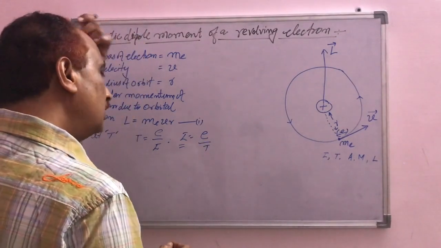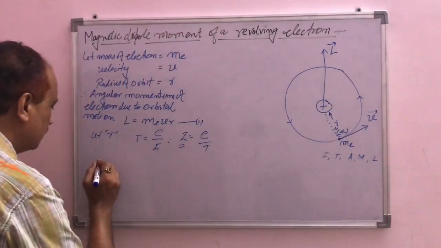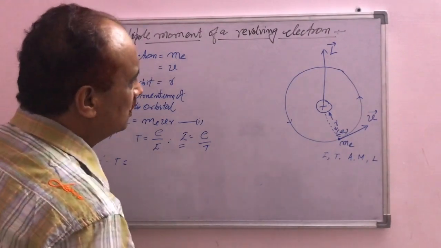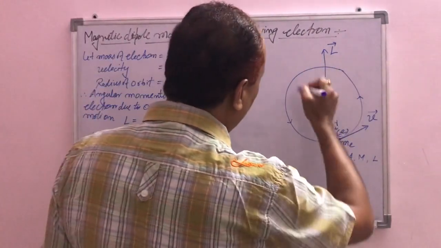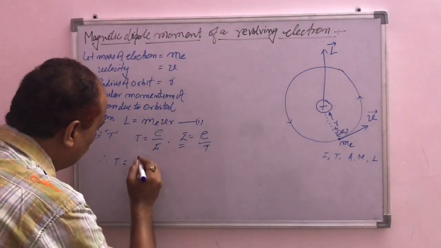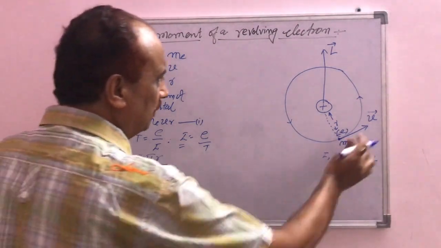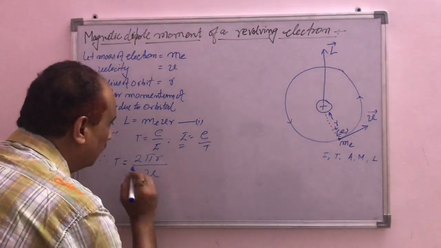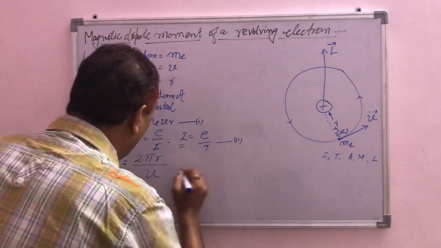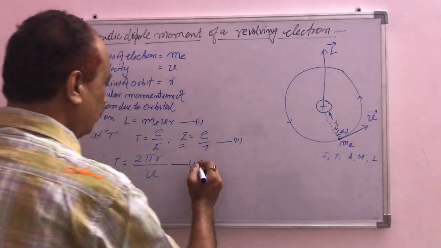Now what is the time period to complete one revolution by the electron? T will be equal to the total distance traveled by the electron in one revolution, that is the circumference of the circular orbit, 2 pi r, where r is the radius of that circle, divided by the velocity v. So I equal to e upon T is equation number 2, and the time period T equal to 2 pi r upon v is equation number 3.